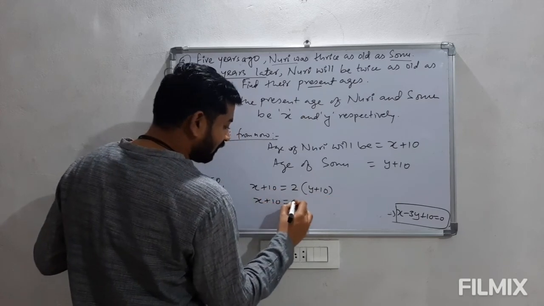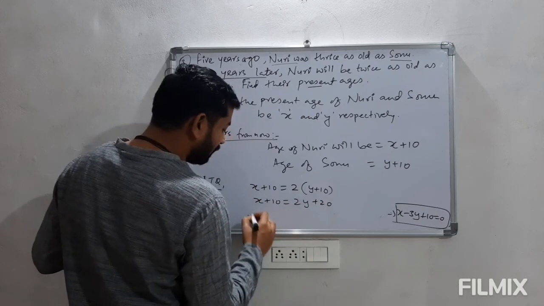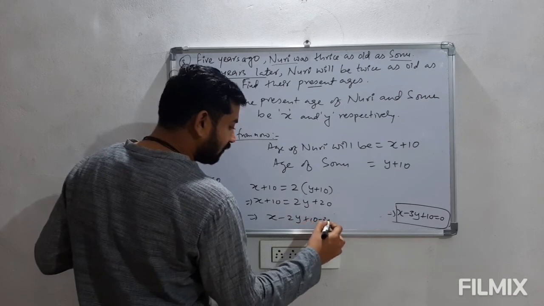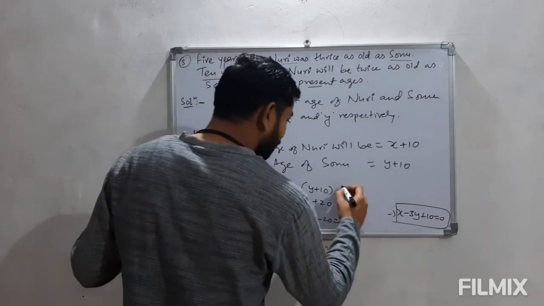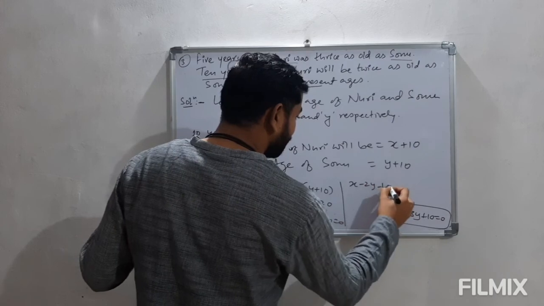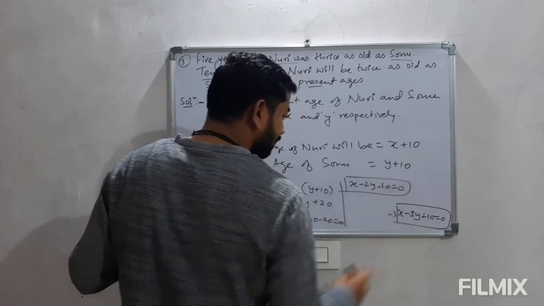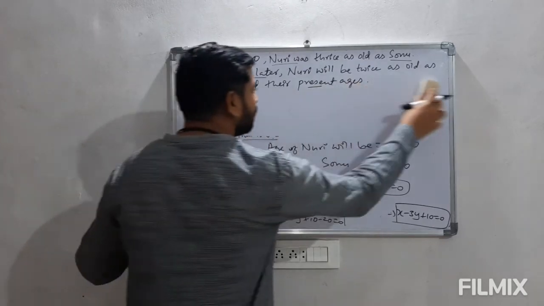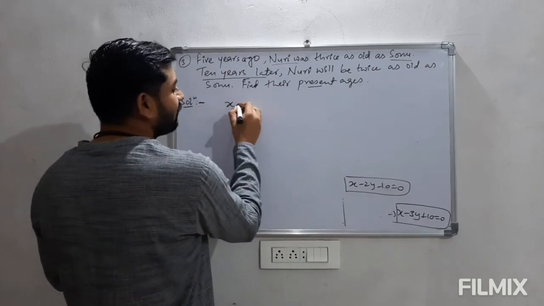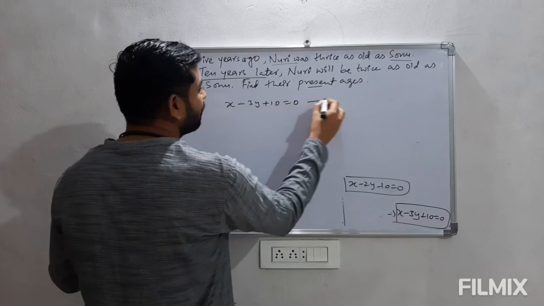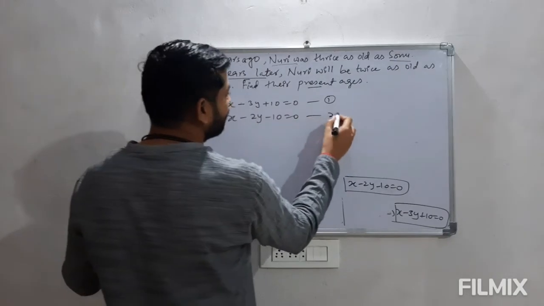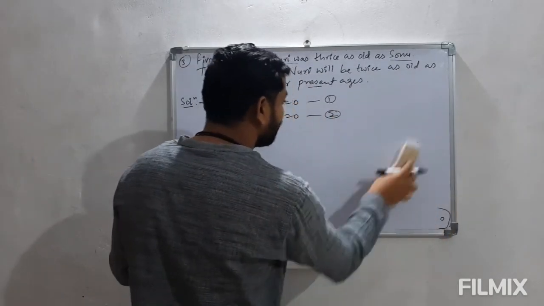So x plus 10 is equals to 2y plus 20. If we shift this to LHS, we will be getting x minus 2y plus 10 minus 20 is equals to 0. So from here we are getting the second equation, that is x minus 2y minus 10 is equals to 0. This is our second equation and this one is first. Now we will try to solve these two and get the present age of Nuri and Sonu. So the equation 1 is x minus 3y plus 10 is equals to 0, and equation 2 is x minus 2y minus 10 is equals to 0. This is our second equation.